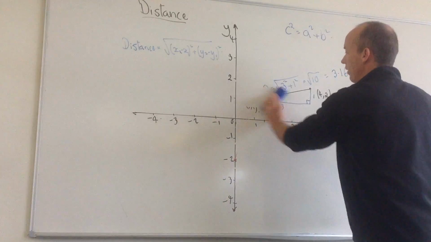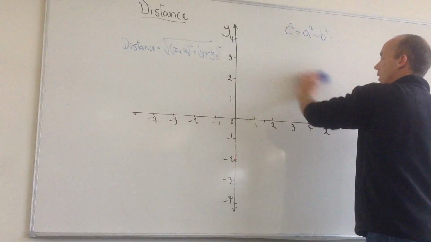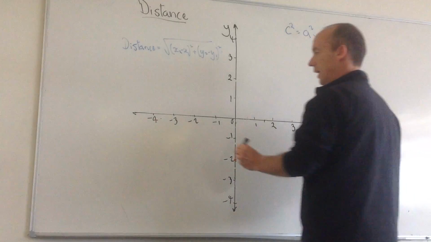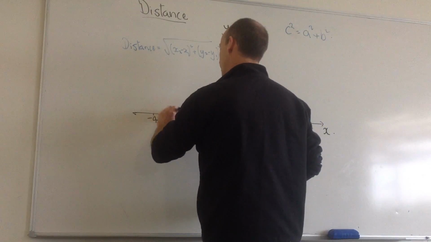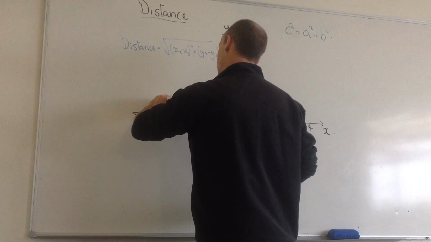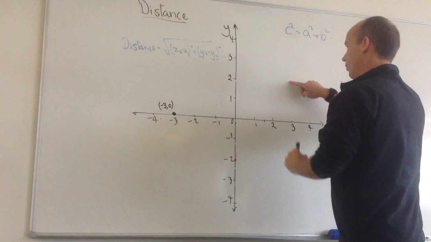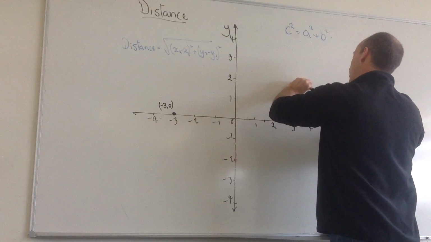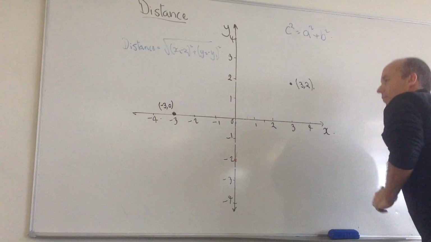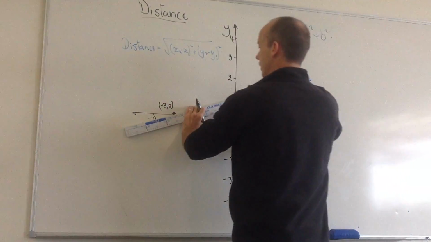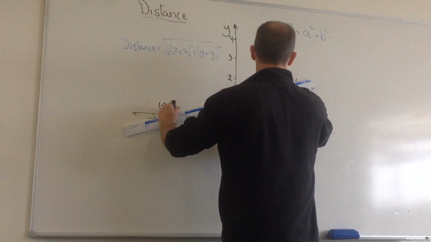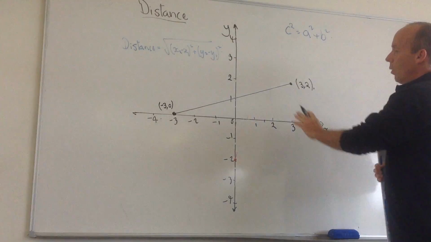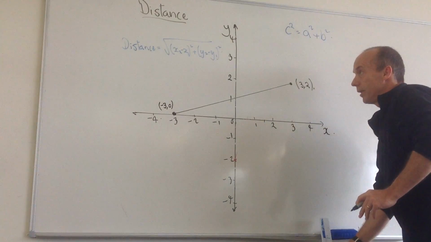So if we were to do another example, let's choose 2 points. Let's make one of our points this one, which is minus 3 and 0. And let's make another point, I don't mind where I put this, let's make it 3 and 2. So if I want to work out the distance between these 2 points, what I'm going to do is apply this formula.